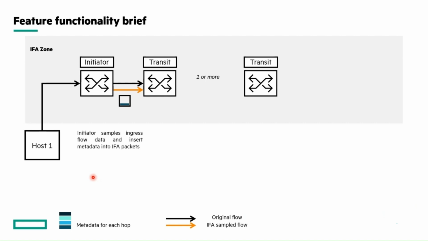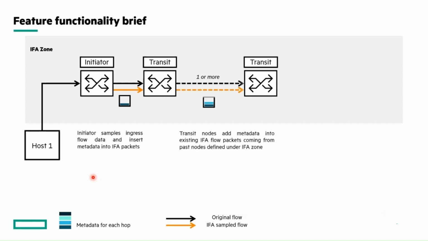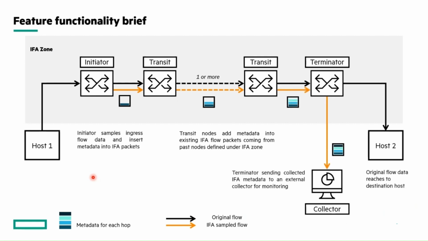There can be one or more transit nodes on the way, where the transit nodes will keep updating their metadata into the existing IFA flow packets coming from behind, and pass it on to the next node. Once this flow reaches the terminator, it will segregate it. It will take out the packets marked with IFA, collect their metadata and present it to the user. On the other hand, the packets that were in the original flow will go to their destination as planned.